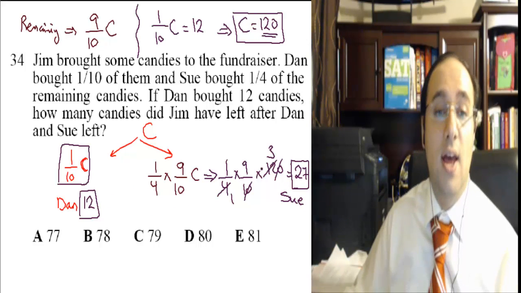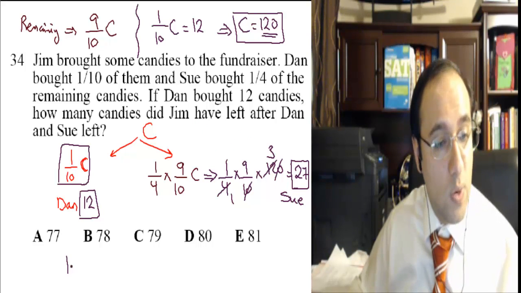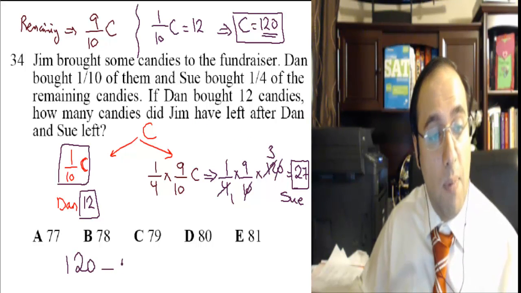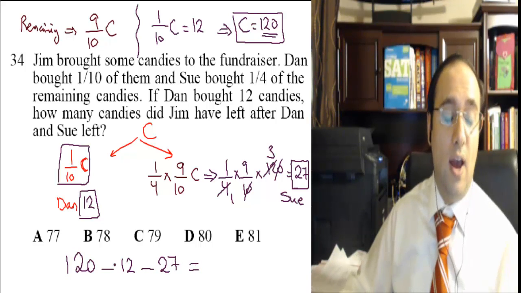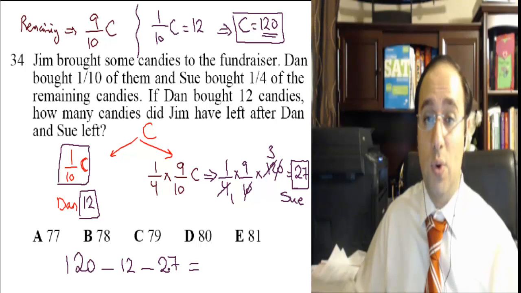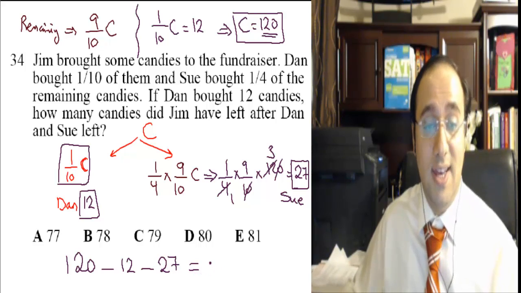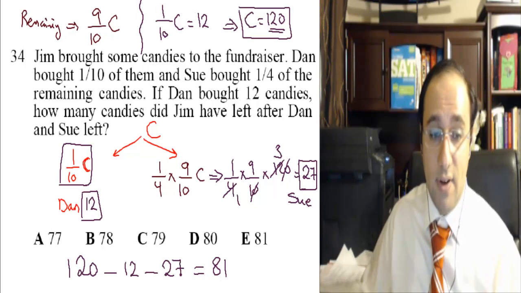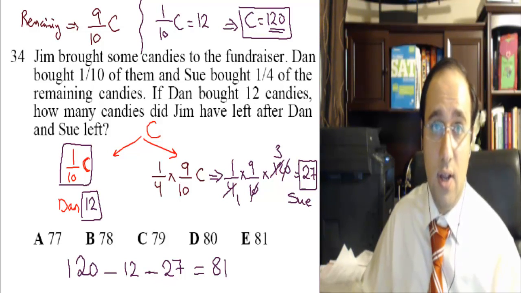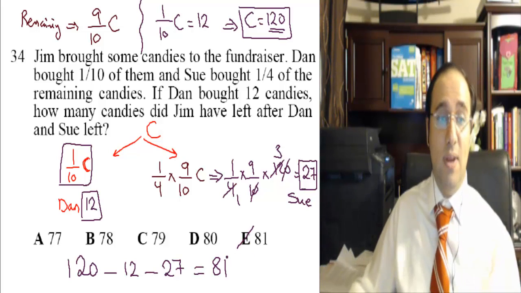How many candies did Dan buy? 12 candies. How many candies does Jim have left after both of them bought? Well, he originally had 120 candies, minus the 12 that Dan bought, minus the 27 that Sue bought. Okay, 12 plus 27 is 39. So 120 minus 39 is 81, right? Let's check. 81 plus 27 is 108. 108 and 12 is 120. Okay, so the answer is E. That's how many candies he has left.